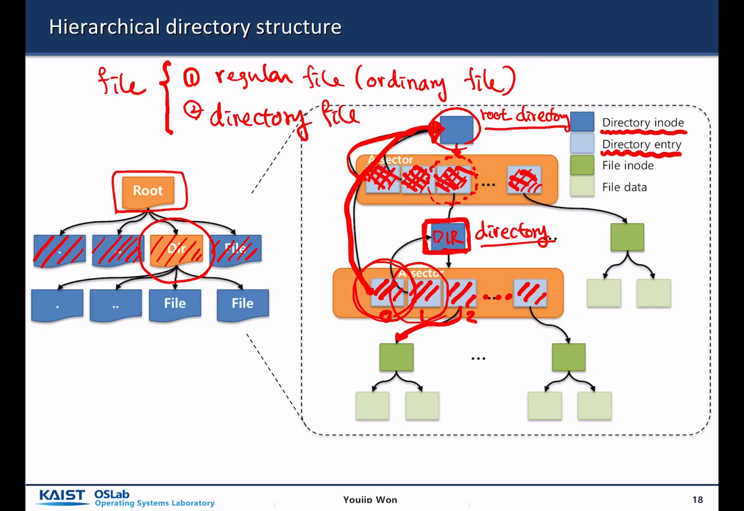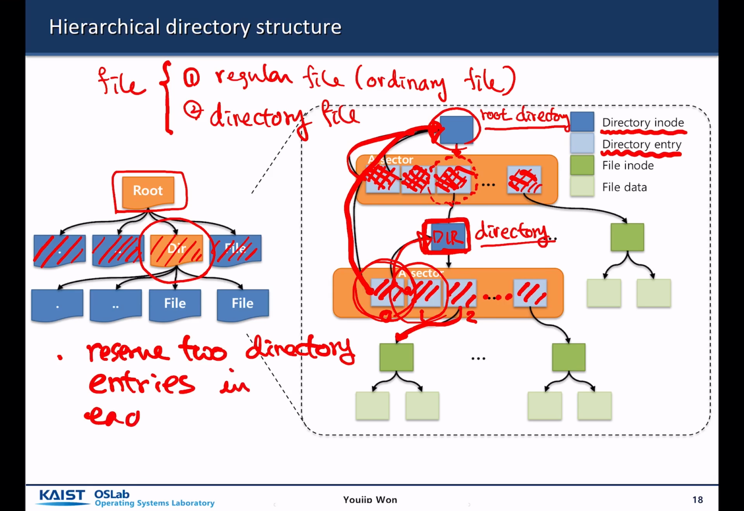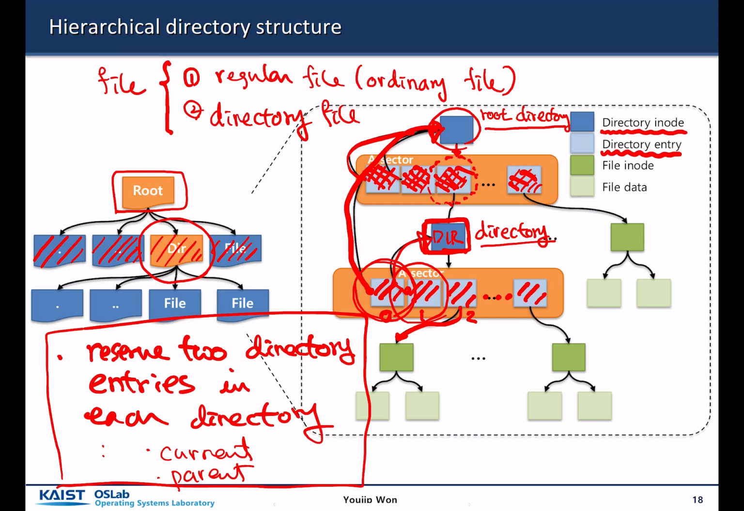The second directory entry points to the inode of itself. Okay, so when you implement a subdirectory feature in the file system, you have to reserve 2 directory entries in each directory. The first one is the current directory, and the second one is the parent directory. We're going to come to this concept in the next slide. Let's go to the next slide.